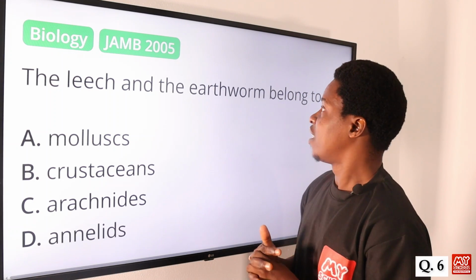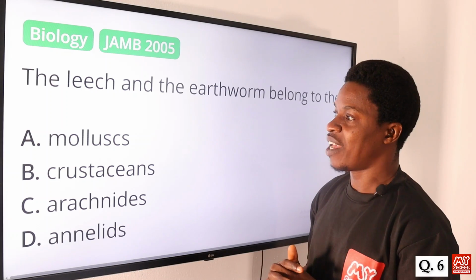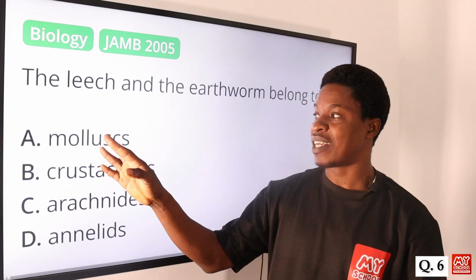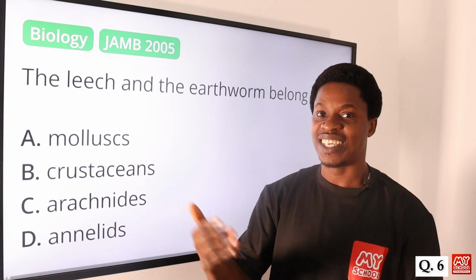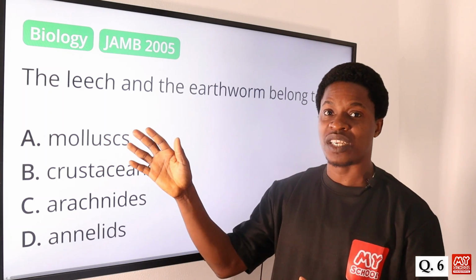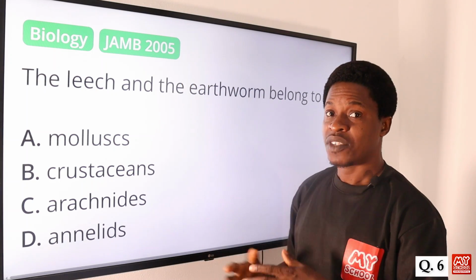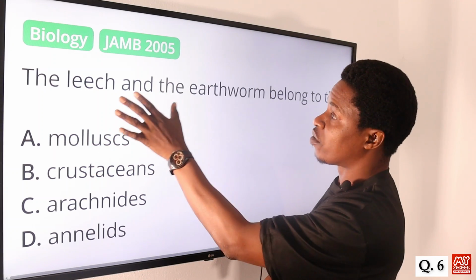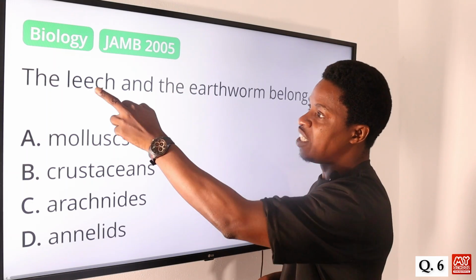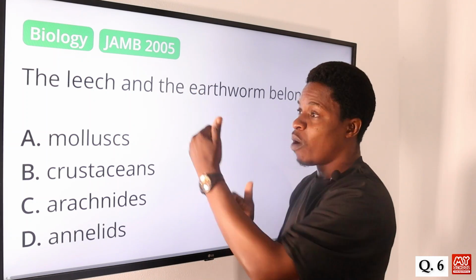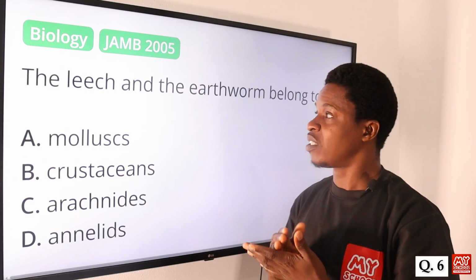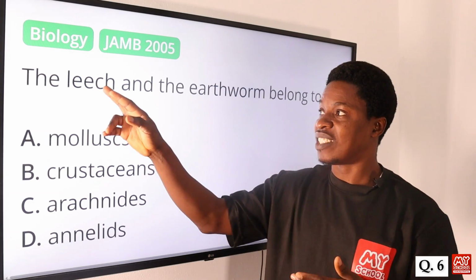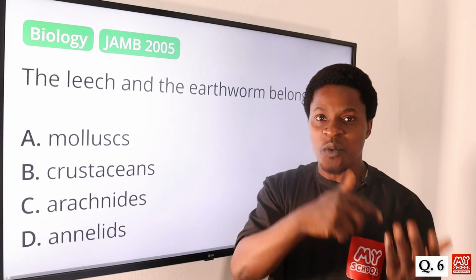The leech and the earthworm belong to the what? We have the mollusks, the crustaceans, the arachnids, the annelids. When we talk about the mollusks, we talk about the snails. That's where the snails fall in, along with other organisms under that. Usually the leech has what we refer to as a segmented body, just like the earthworm. They have different segments. We have the dark one, we have the red one.